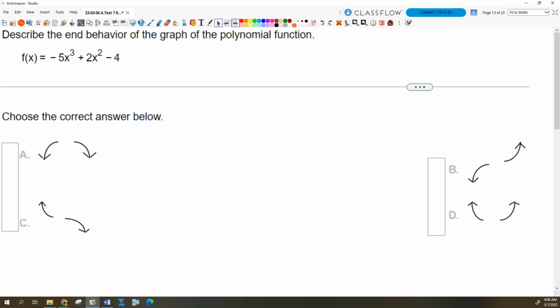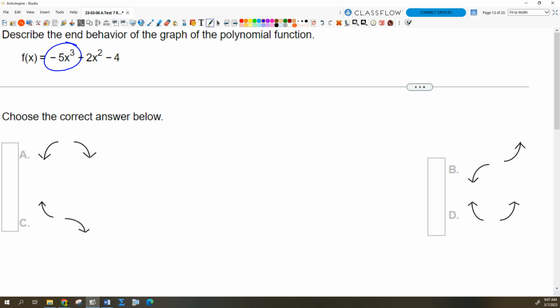Okay, how about that one? What's my end behavior going to be? Negative, odd. Okay, so vote with your fingers. 1 for A, 2 for B. Which one's that going to be? Yeah, good. It's going to be negative, odd. What's that going to be? There you go. Good.